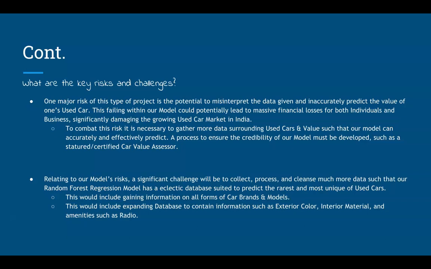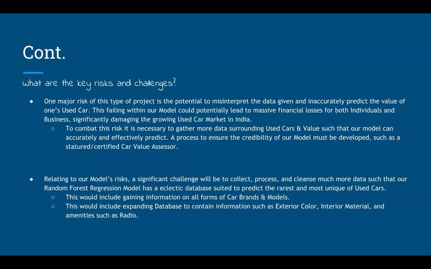This failing within our model could potentially lead to massive financial losses for both individuals and businesses, significantly damaging the growing used car market within India. To combat this risk, it is necessary to gather more data surrounding used cars and their value such that our model can accurately and effectively predict going forward. A process to ensure the credibility of our model would be to corroborate our results with a certified car value assessor.